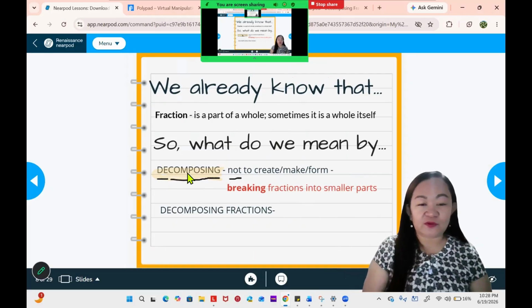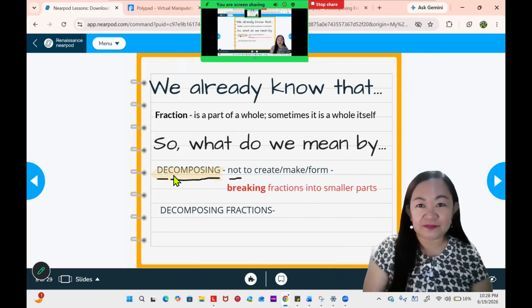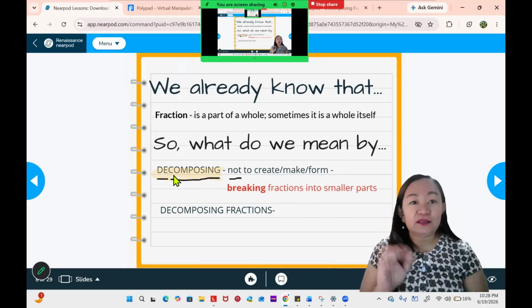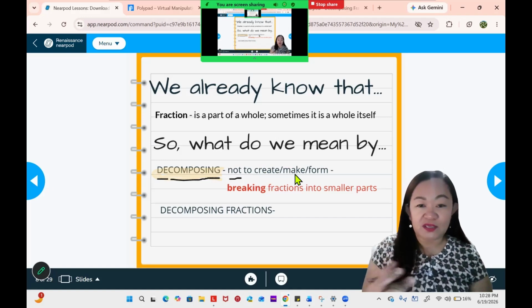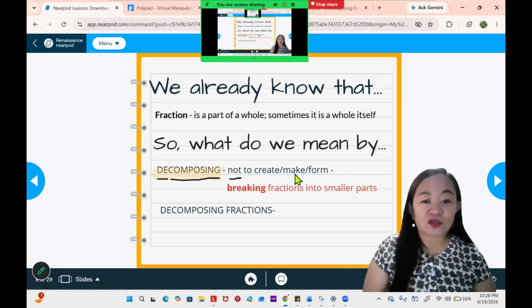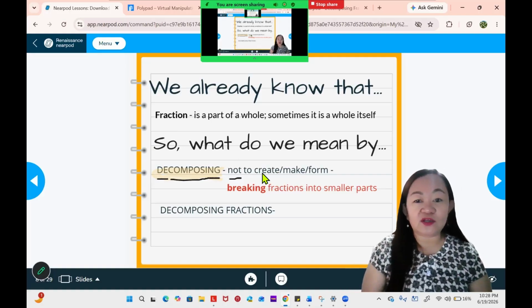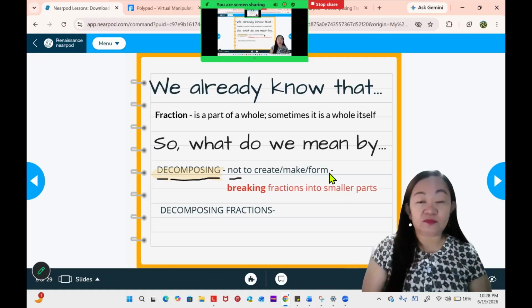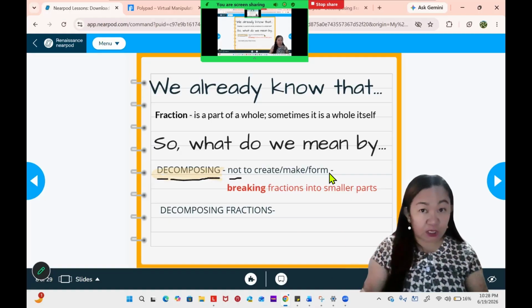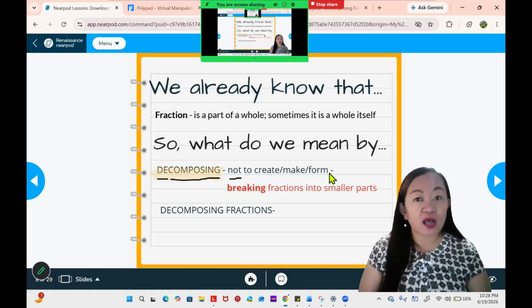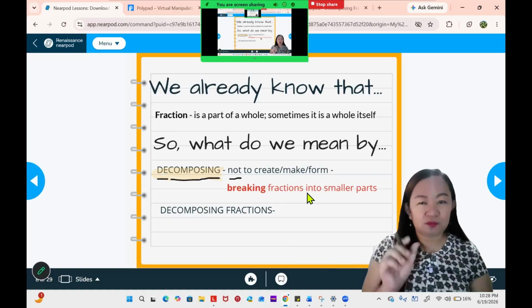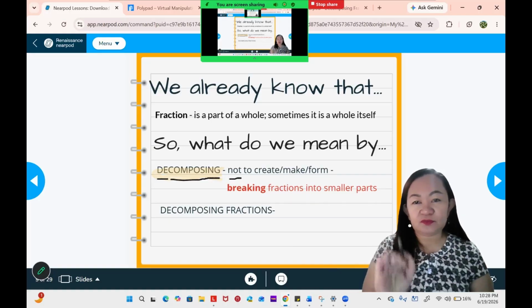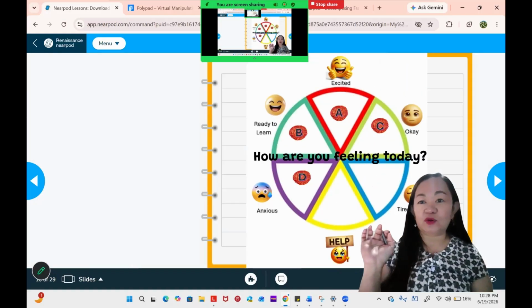Very good. You are learning from your English teacher. How about composing? Yes, Student B, it means to create or form or to make something, right? Like when you compose a song. So when we put that together, it's going to be not to create, make, or form. So it means that we're not creating, we are breaking. So breaking what? Our topic is all about fractions. So breaking fractions into smaller parts. Okay, so that's basically our topic today.